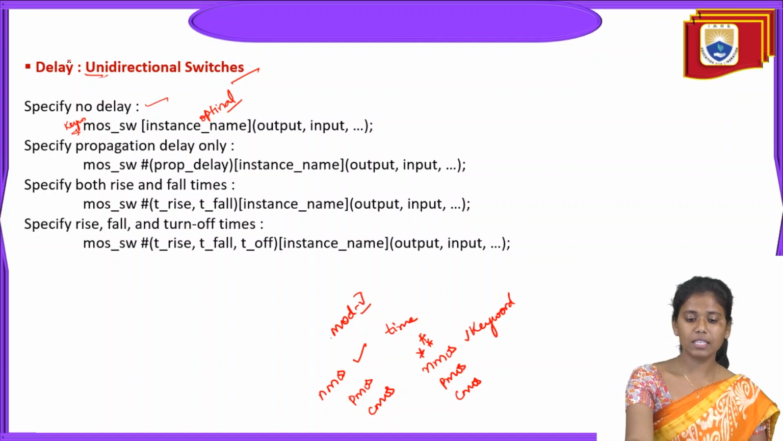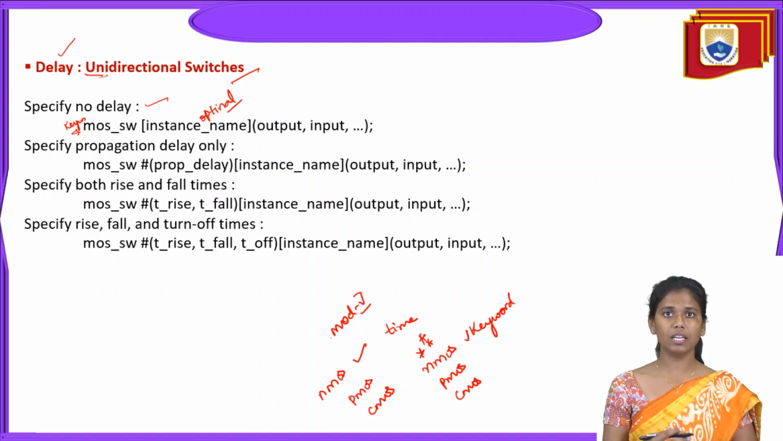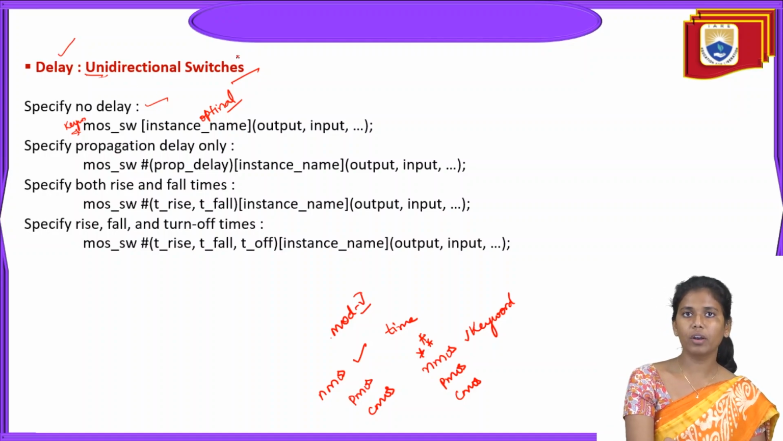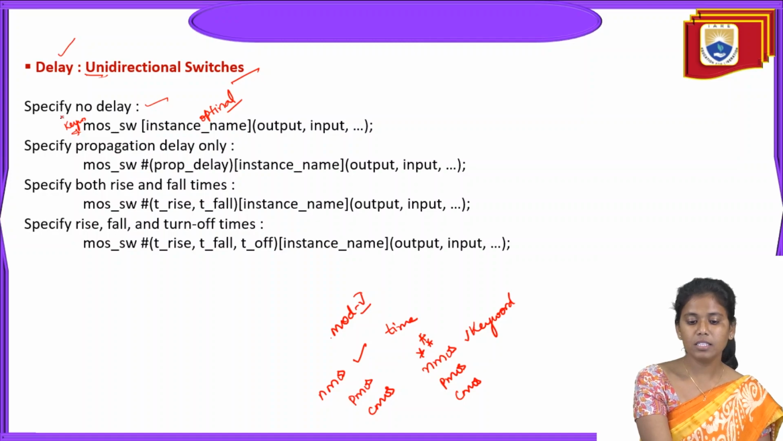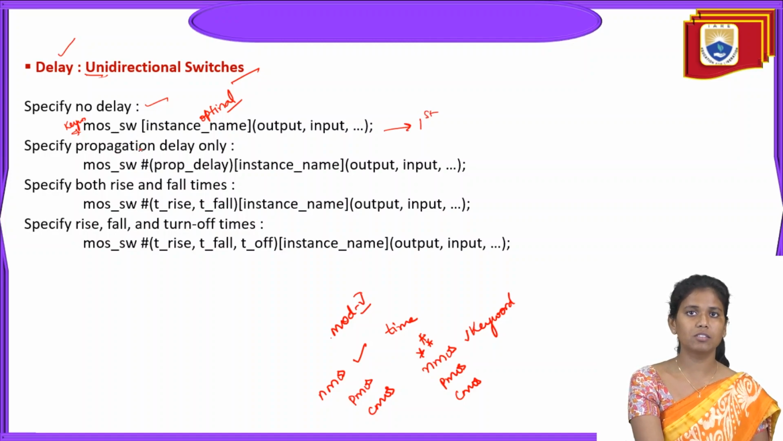As we are discussing the delays, now we will see how the delays act, or how important the delays are, in the unidirectional switch. This is specify no delay. Here, if you observe the first statement, the specification of delay is not mentioned.